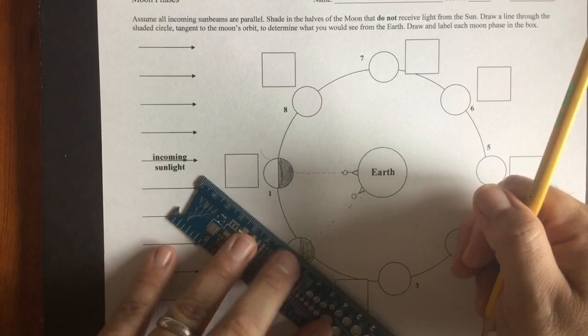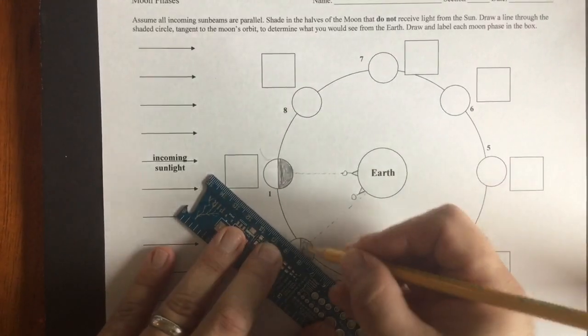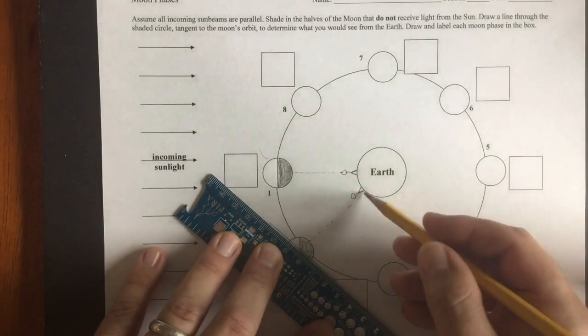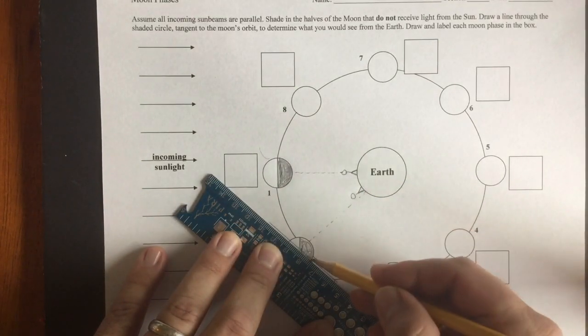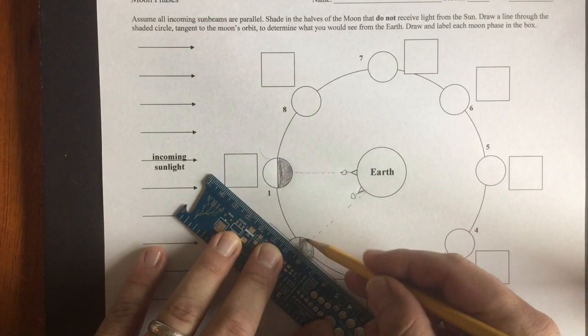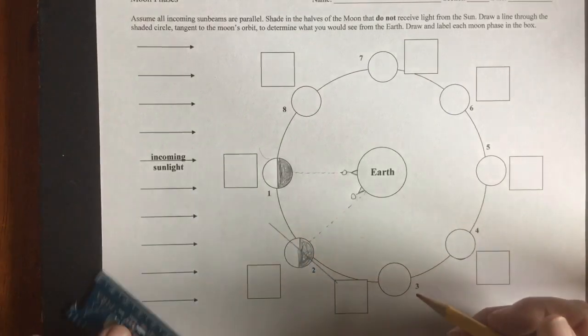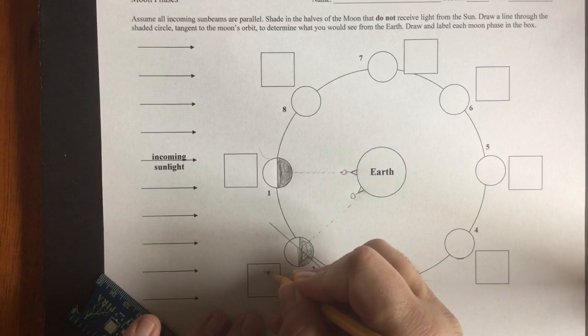Okay, and what that person can see would be something like this. The person looking from the Earth would see shadow on that person's left and light on that person's right, which would look like this.